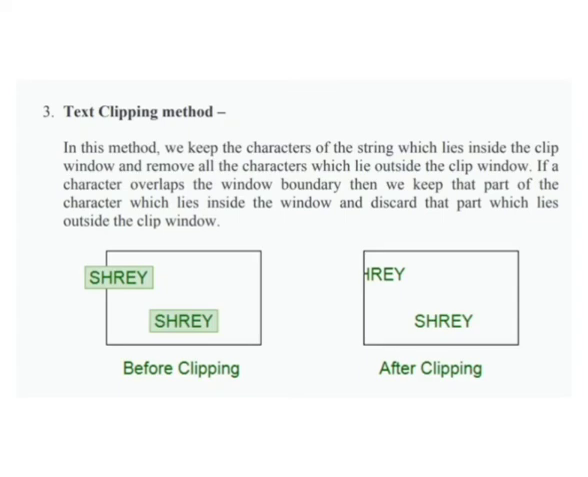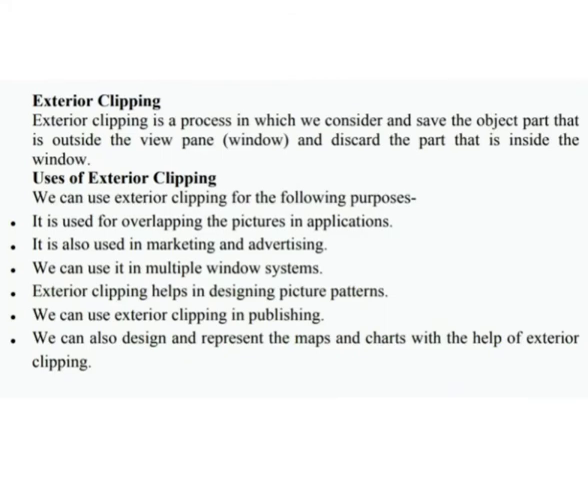Next is exterior clipping. Exterior clipping is the process in which we consider and save the object which is outside the window and discard the part that is inside the window. We use exterior clipping for many purposes. It is used for overlapping pictures in our application. It is used in marketing and advertising.